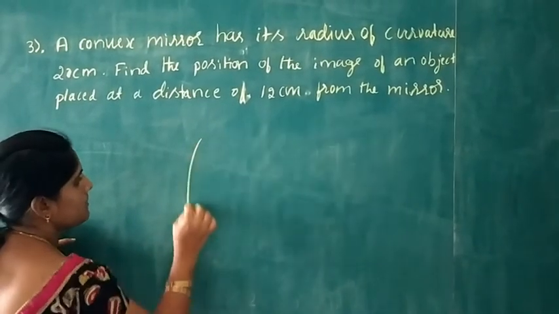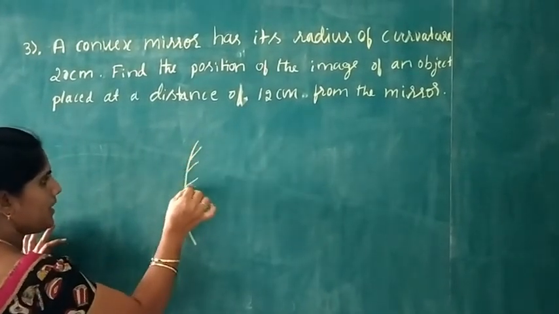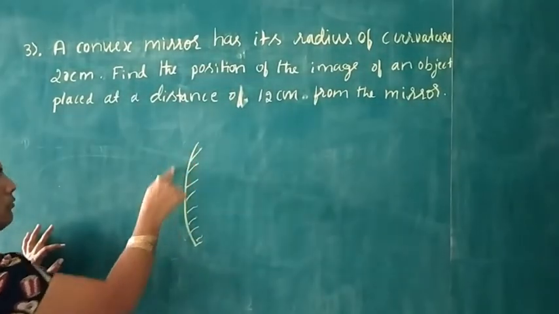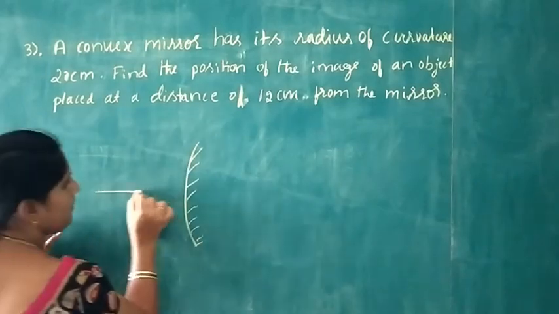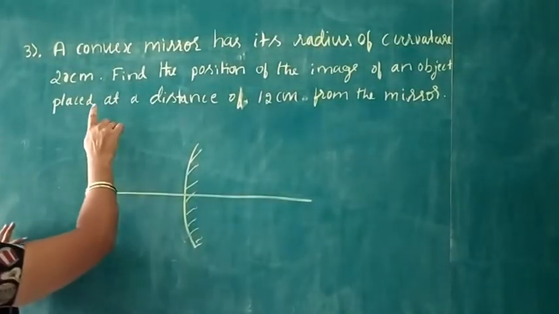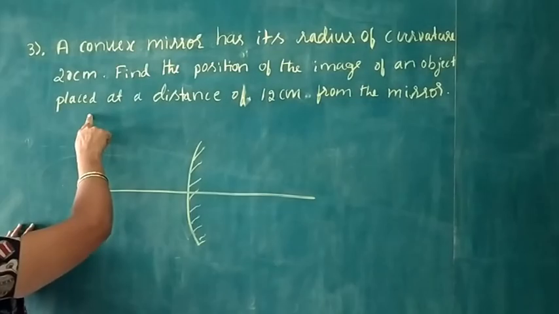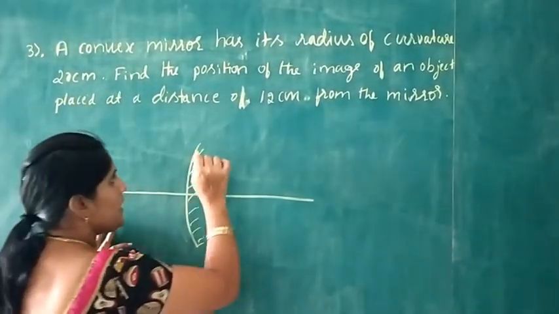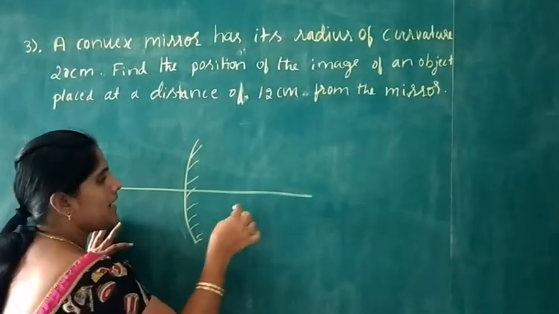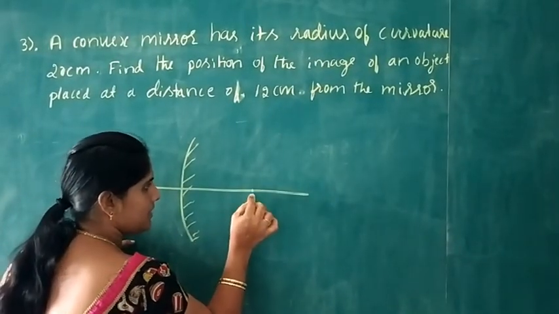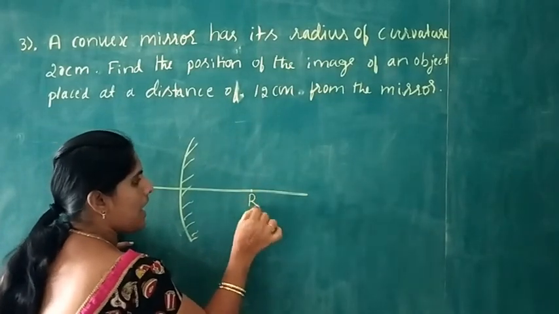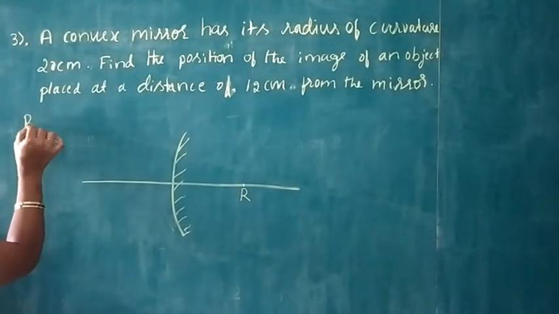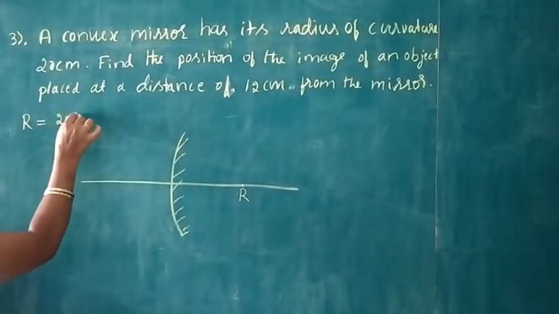A convex mirror has its radius of curvature 20 centimeter. Let's draw a convex mirror. This is the convex mirror: the inner surface is polished, silvered, and the outer surface is the reflecting surface. Let's draw a principal axis here. The radius of curvature of the convex mirror is 20 centimeter, so it lies on the right side. So this is the radius of curvature R. According to sign convention, R is positive. So given R is equal to 20 centimeter.